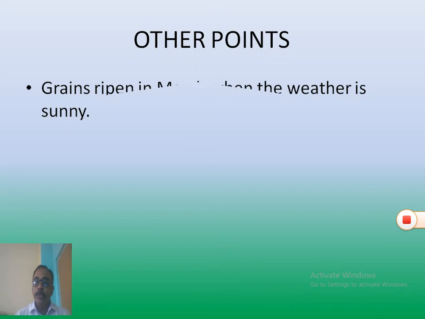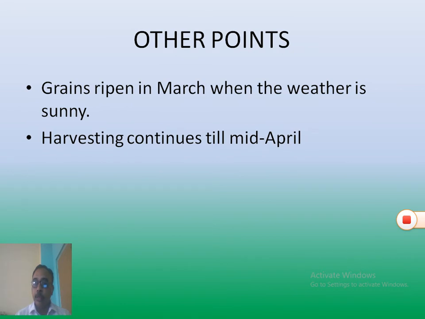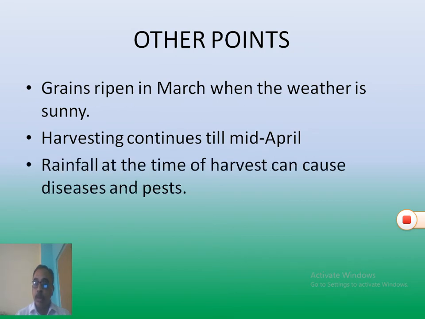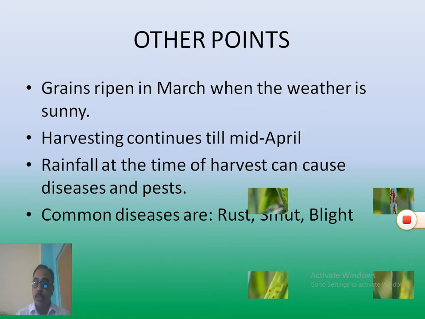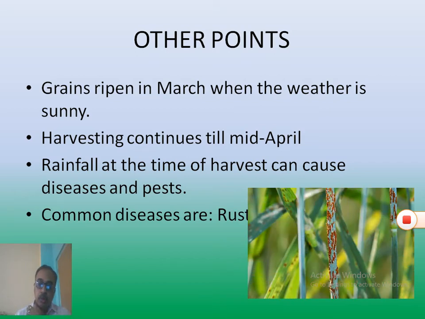Other points to remember, one very important thing: grain ripens in March when the weather is sunny. Harvesting continues till mid-April. During harvesting time, rainfall is very dangerous. It can cause disease and pests. Some of the common diseases that we normally get in wheat are rust, smut, and blight. That is a picture of rust. You can see that red color on the stalk, that's rust, and smut.